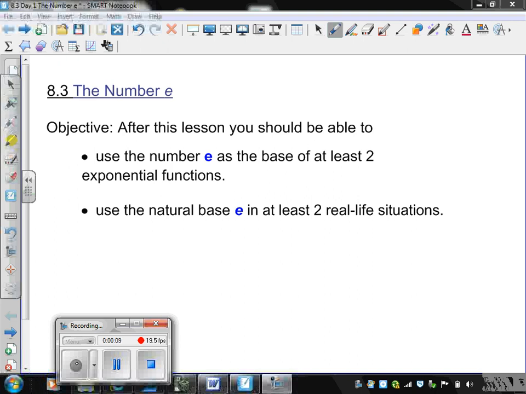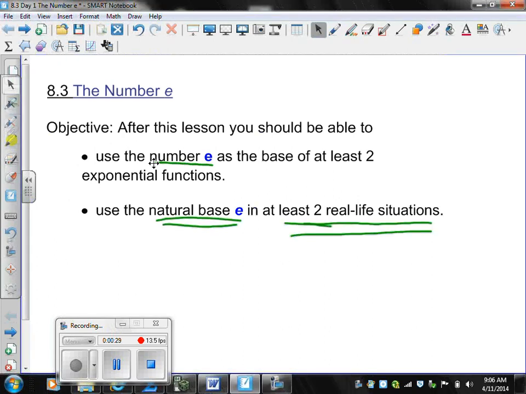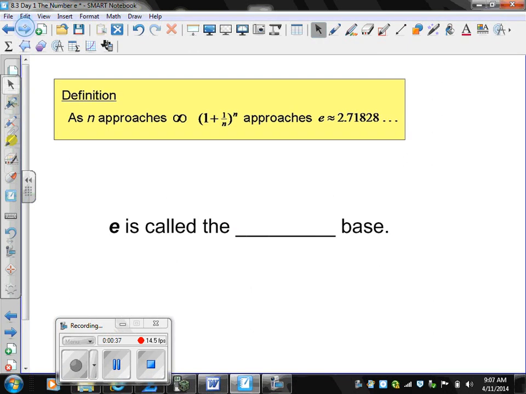After this lesson, we should be able to use the number e as the base of at least two different exponential functions. We're also going to use the natural base e at least twice in real life situations. We'll see one with exponential growth and an example with exponential decay. The number e is really important in different areas, science like physics, biology, chemistry, and in finance too. Actually, we'll see a problem with finance in a second here.